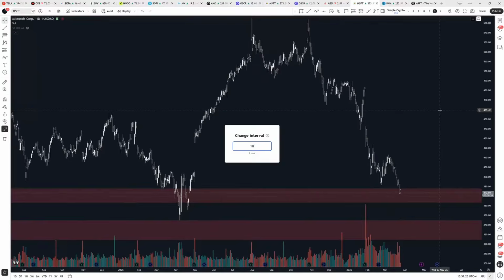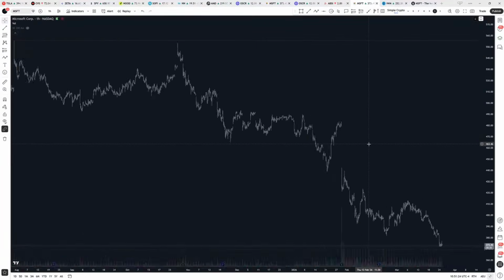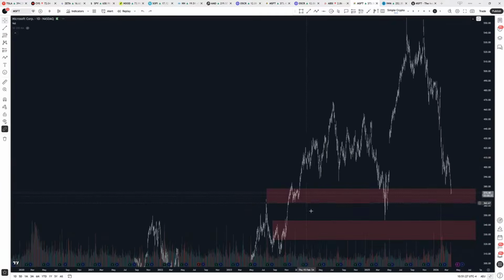So what do I need to see? And it's all really just based on the same thing. I want to see we're at a higher time frame level. Oh, where's this? Where's that level?